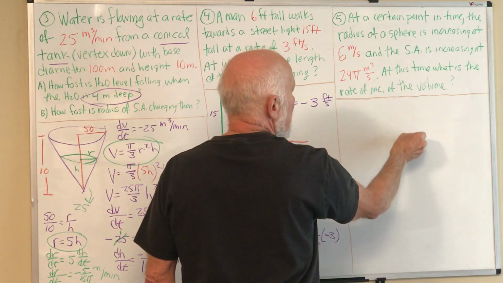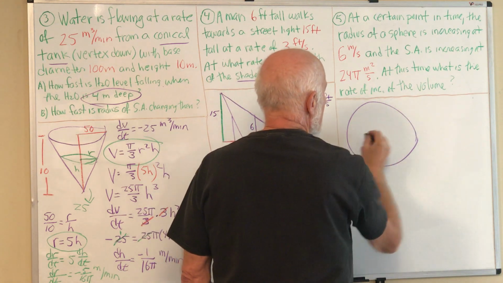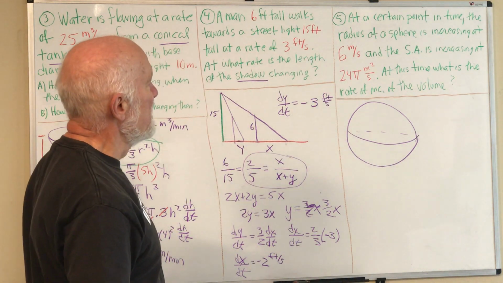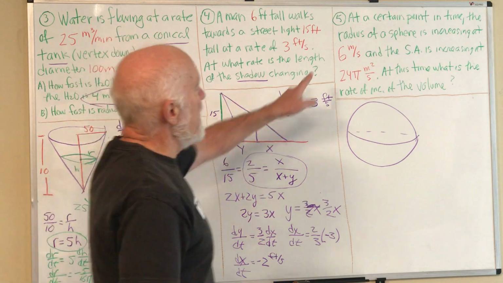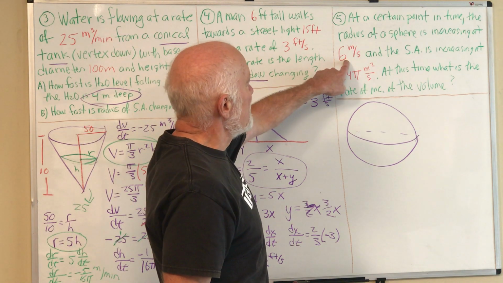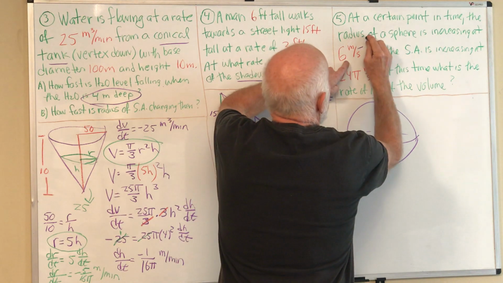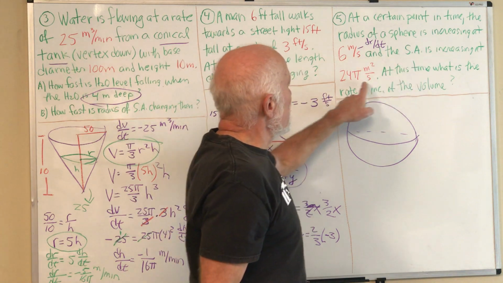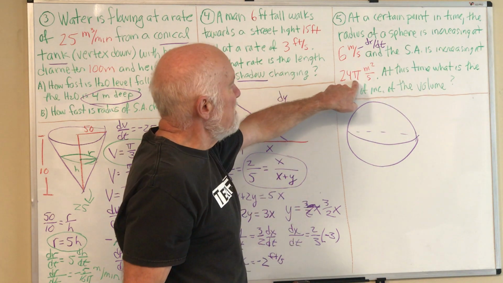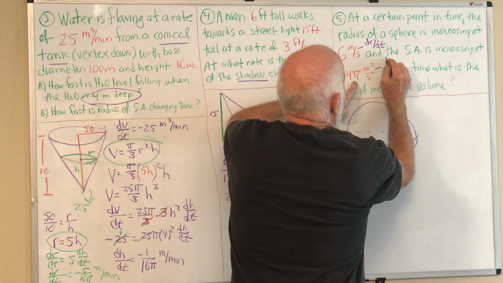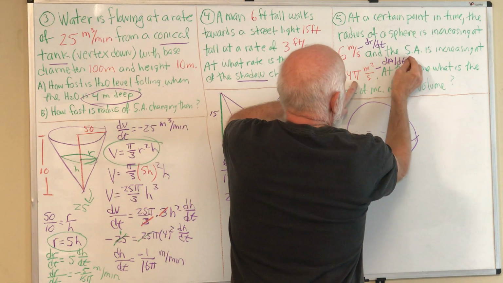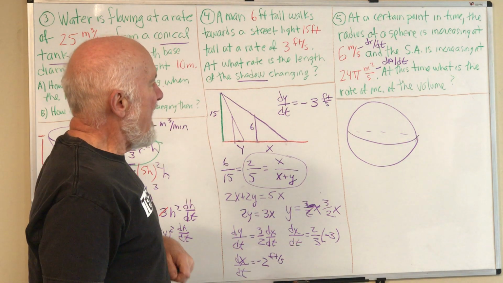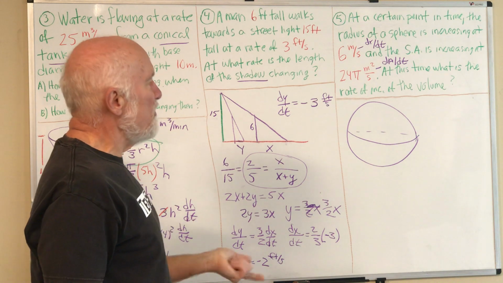You have a sphere. Maybe I don't even need the picture. I just felt like drawing a sphere. At a certain point in time, the radius is increasing at 6 meters per second. So this is going to be dr/dt. And the surface area is increasing at 24 pi square meters per second. So I'm going to call that dA/dt. And they're both positive because they're both increasing. So at this time, what is the rate of increase of the volume?